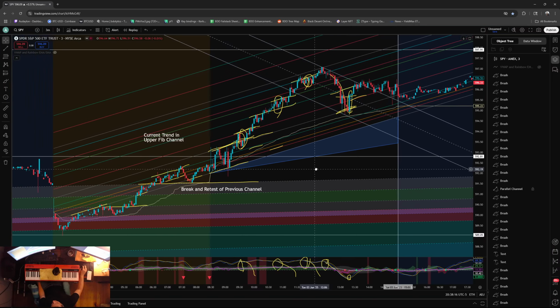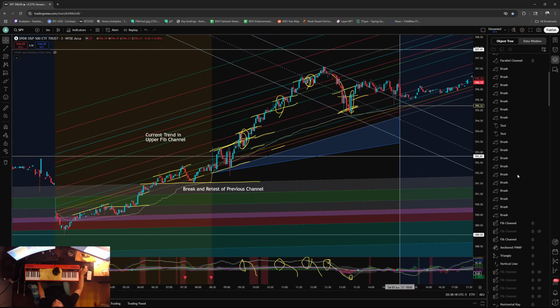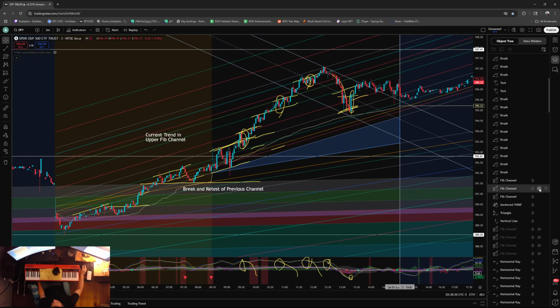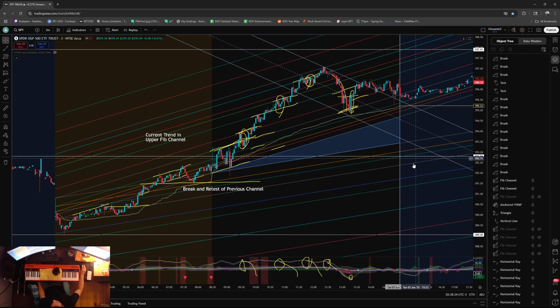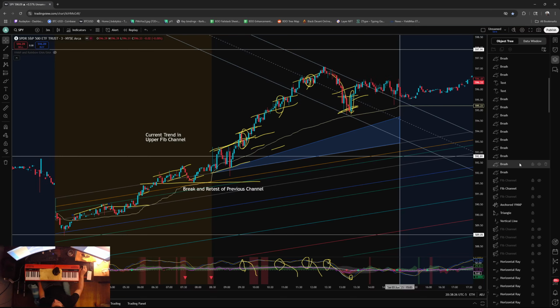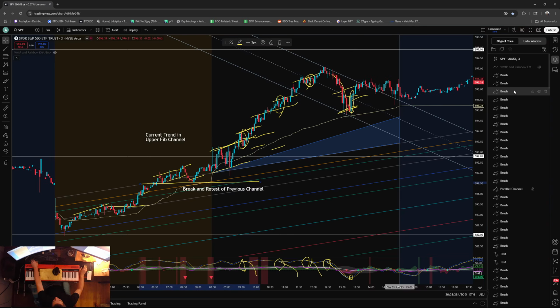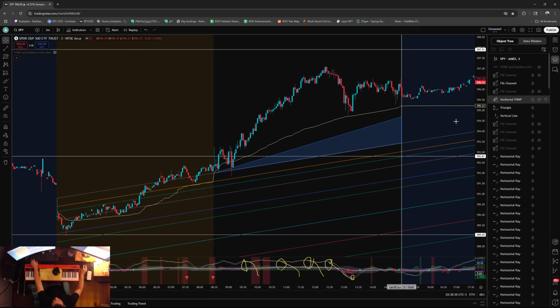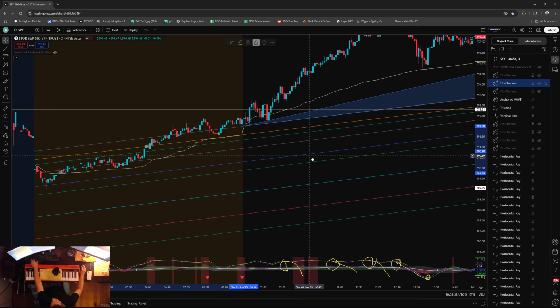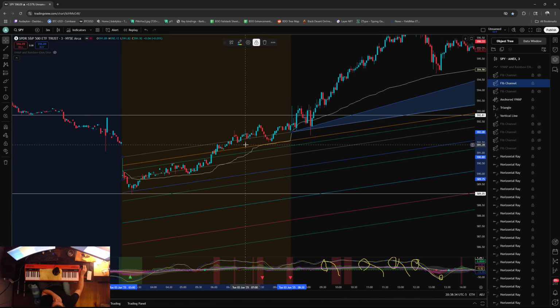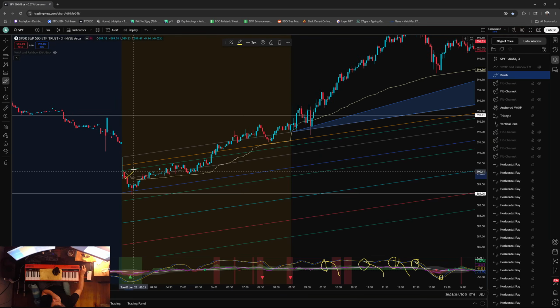The first, let's see. There we go. I had the bottom chart. Let's turn off the lower one. Let's turn off the upper one. Let's just get rid of all these brushes as well, right? And the channel. So we could just see the bottom channel was utilized this morning, right? We can see it was utilized right here, and then right here, and then just kept bouncing off of it, right?